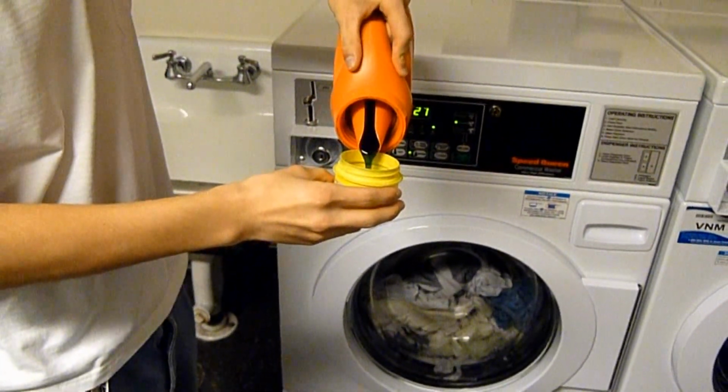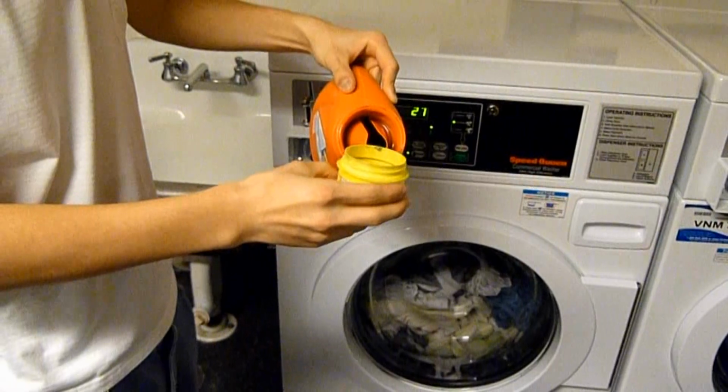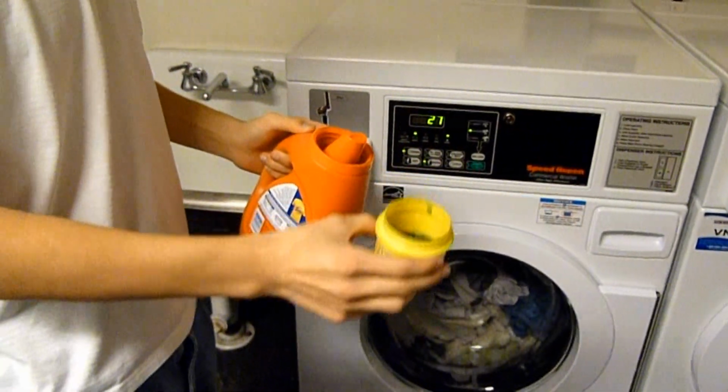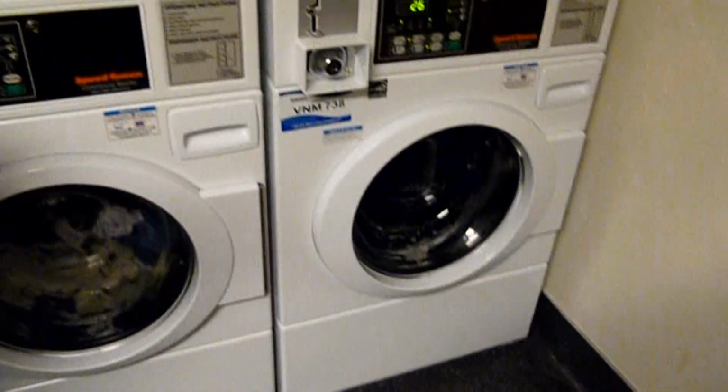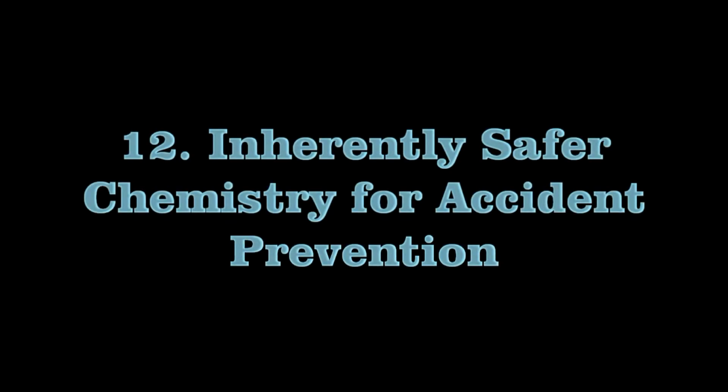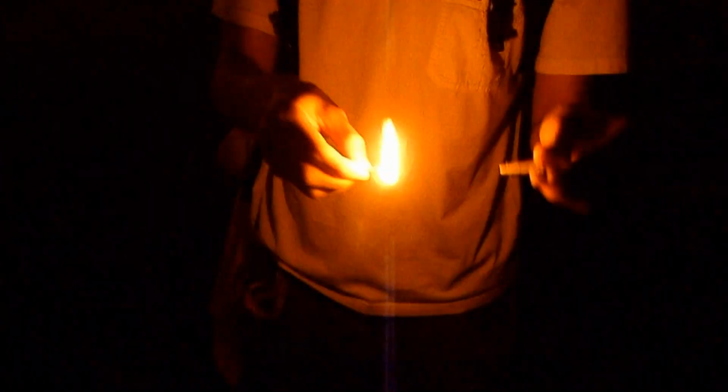In this case, measuring the amount of detergent to be put in the washing machine ensures that the bubbles don't overflow during the washing process. 12. Inherently safer chemistry for accident prevention. Substances and the form of a substance used in a chemical process should be chosen to minimize the potential for chemical accidents, including releases, explosions, and fires.